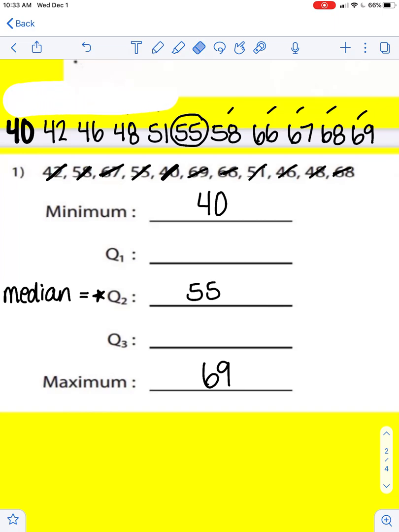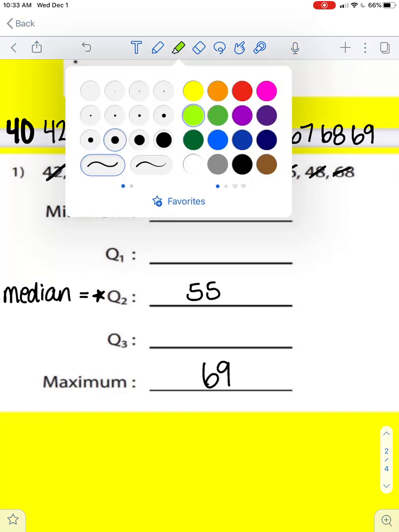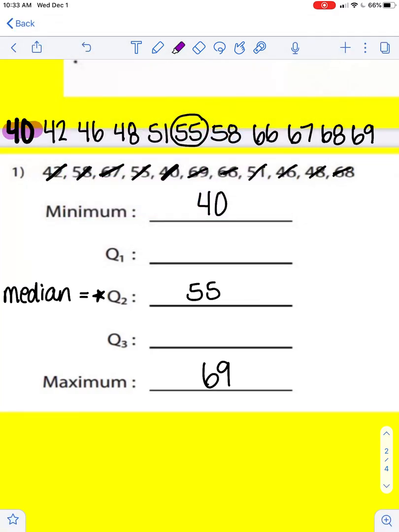And now what I'm going to do for my quartile 1 and quartile 3 is I'm only going to look at half of these numbers now. So I'm just going to look at this first half right here. So I've got 5 numbers. I'm going to start marking them off on either side. So 1, 2, 3, 4. And I see that right here in the middle of this first half is 46.